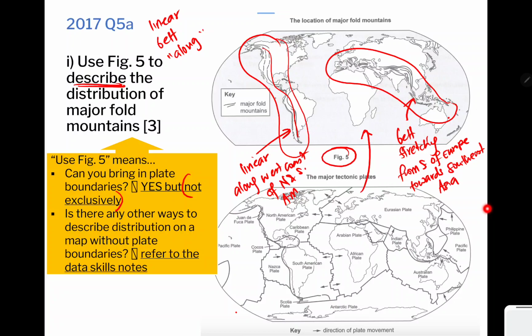This is one more belt of fold mountain. Then here, 2 marks. Then how to get the third mark? Again, anomaly. So you got 2 distinct patterns, right? So there's one cluster here that is not linear. So the cluster at Northeast Asia.